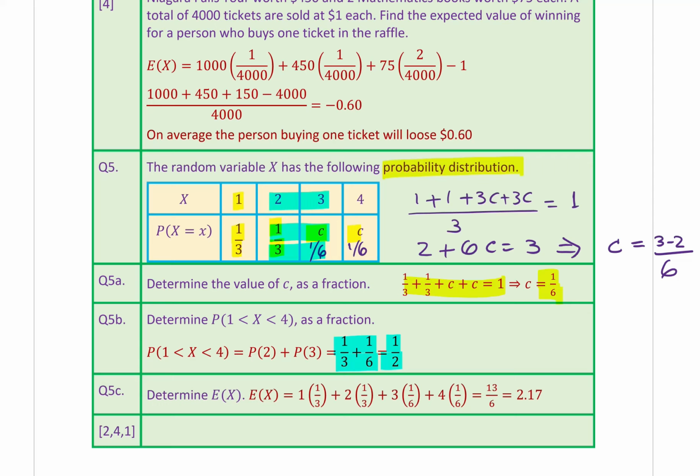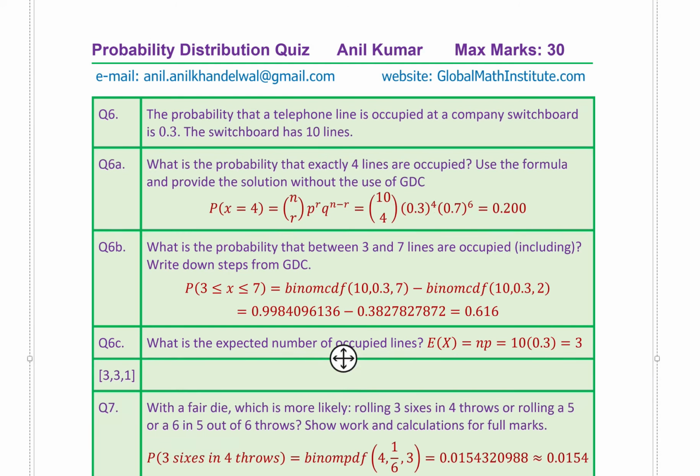Question number 5c. Determine the expected value. So the expected value in this particular case will be 1 times 1 over 3, 2 times 1 over 3, 3 times 1 over 6, 4 times 1 over 6. Add them up. 13 over 6 or 2.17. So I hope the solutions are absolutely clear.